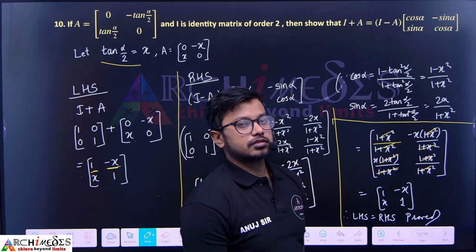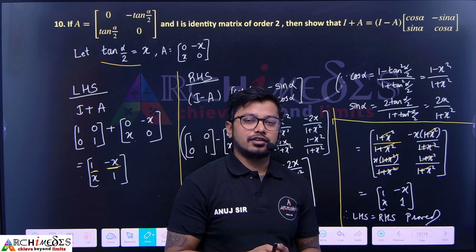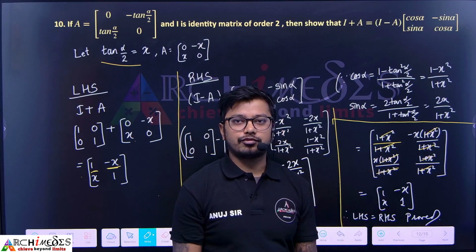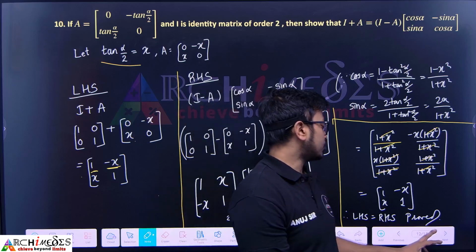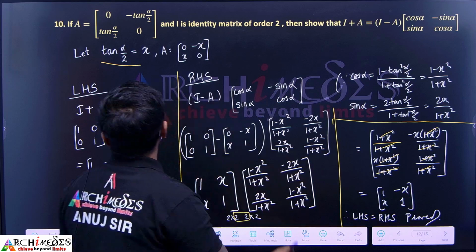Minus x, 1 plus x square. Even the examiner won't understand whether you have solved it or not. Maybe they understand that you will solve in the rough, but this is the way to solve the question. This is a very important part. Any doubt? This is a very important question. Remember that.